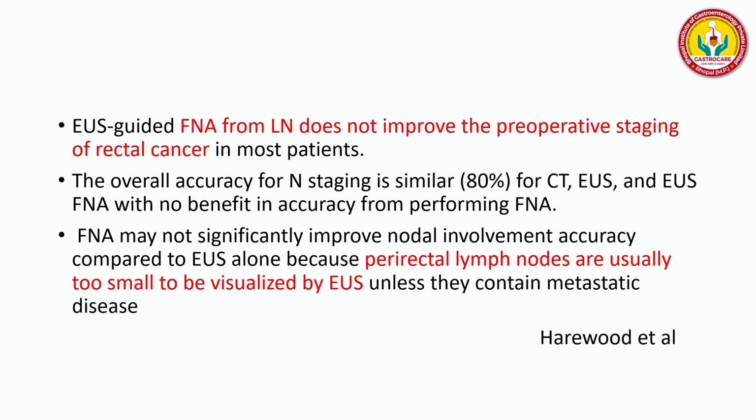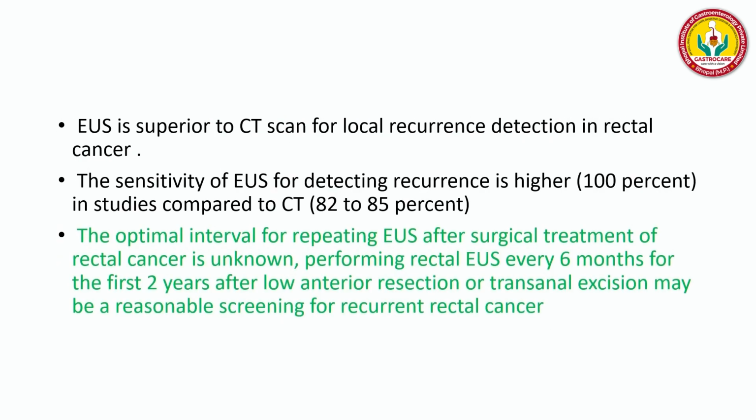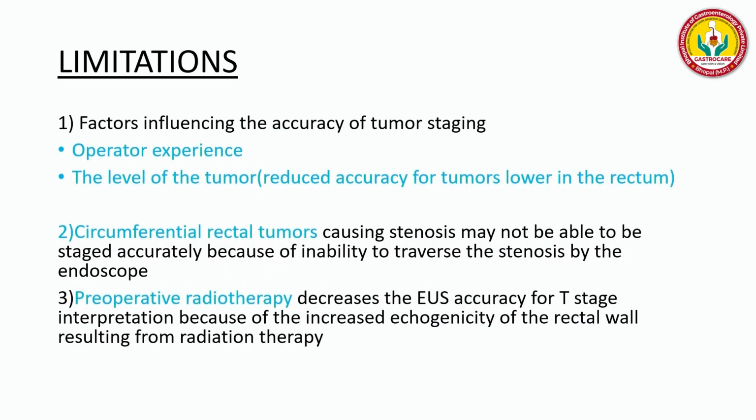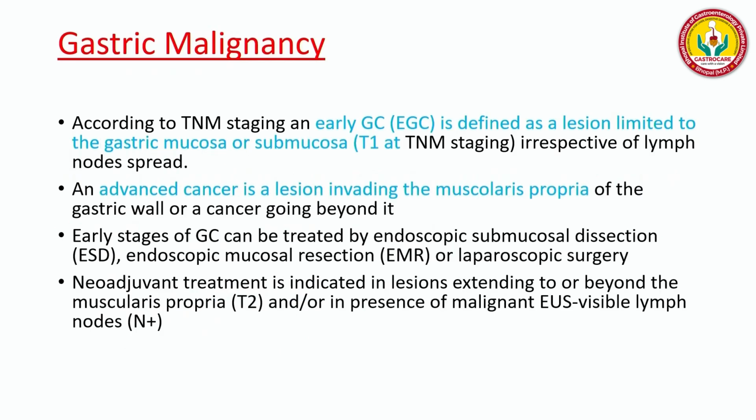But in lymph node, if we consider, the EUS may not be as good as in the esophagus. The limitations here in the rectal malignancies also hold good as in the esophagus. I have only a few slides. Gastric malignancy, the same principle applies. Early gastric cancers, which include the mucosa and the submucosa, can be treated by the endoscopic method, whereas the advanced cancers include the muscularis propria, which needs a neoadjuvant therapy. These things can be better differentiated using EUS to see which layer is involved.